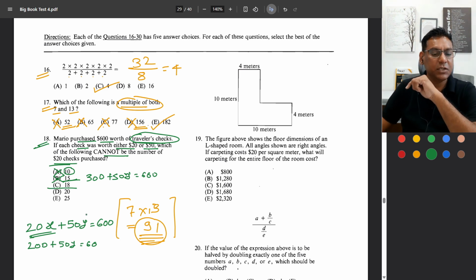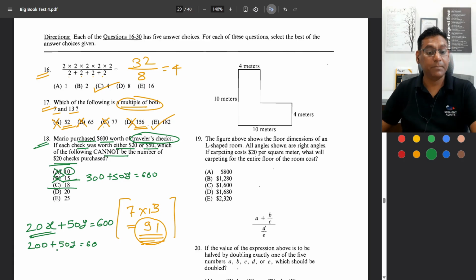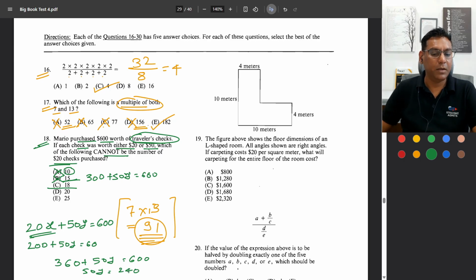If x is equal to 18, this is interesting. Okay, if x is equal to 18, 20x is going to be 360, 360 plus 50y is equal to 600. Okay. So 50y is going to be 240. Now I don't have a whole number solution for this. There cannot be a 50y which will add up to 240. Correct? A whole number y. That means this is not possible.